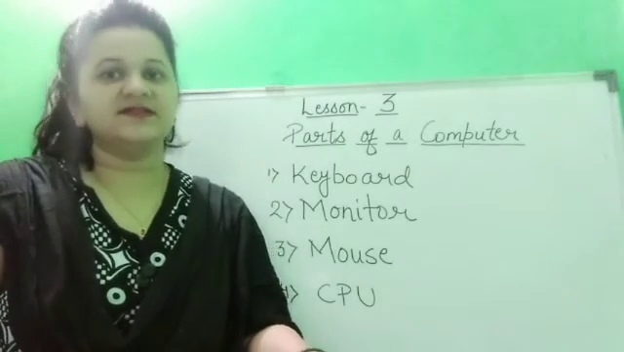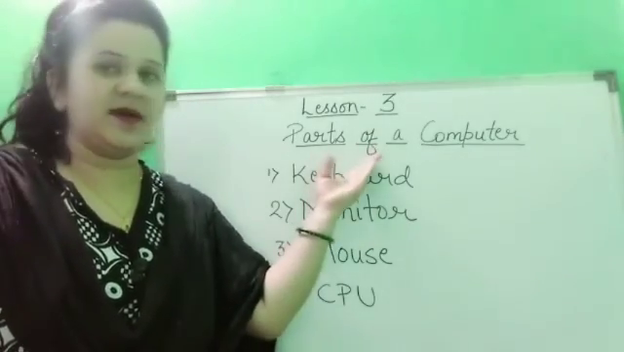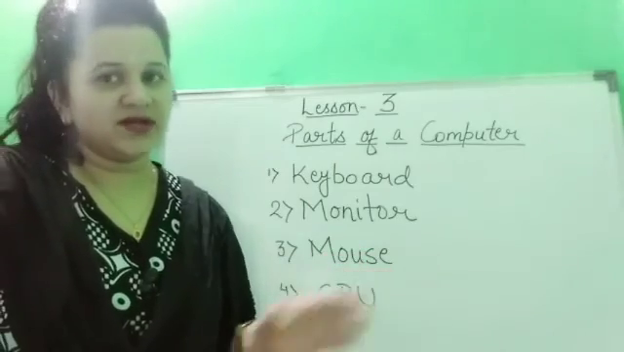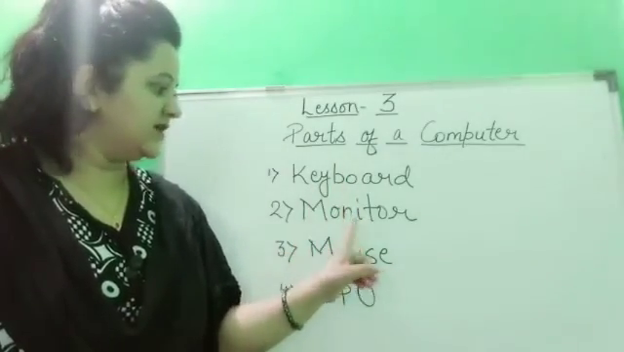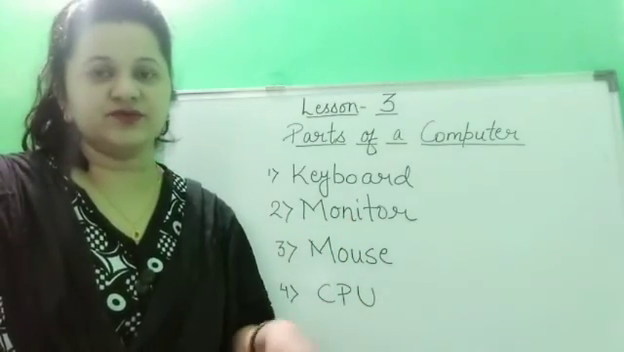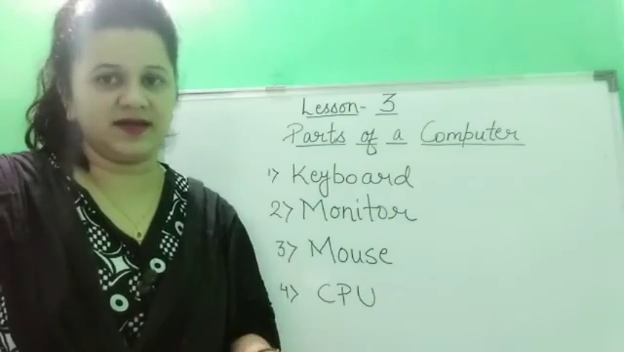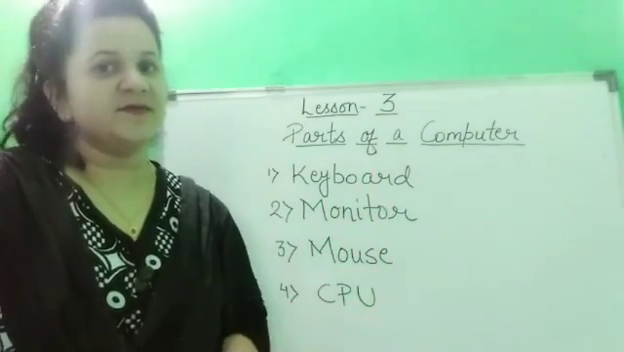Okay children, so this is it for today. What we have discussed in this chapter, we have discussed about the parts of computer. What are the different parts of a computer? Keyboard, monitor, mouse and CPU. Now children, what you have to do, you have to read this chapter again and again and you have to see the pictures of these parts of the computer.